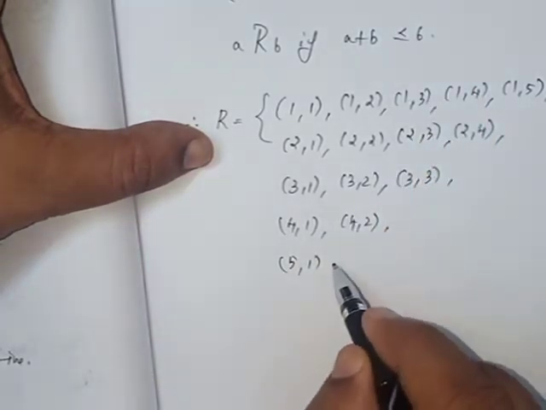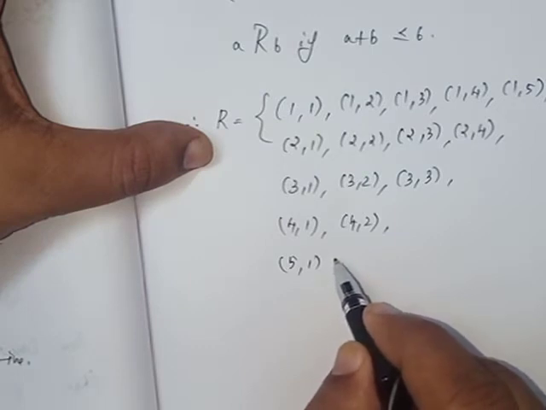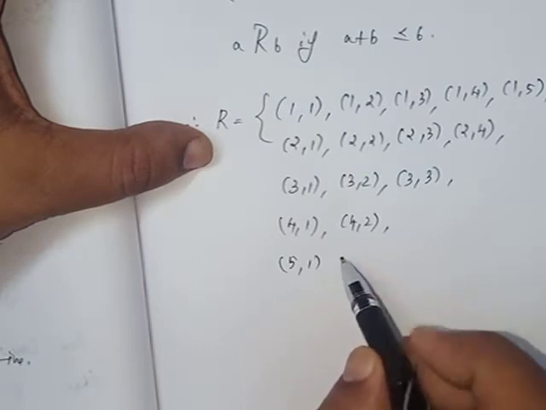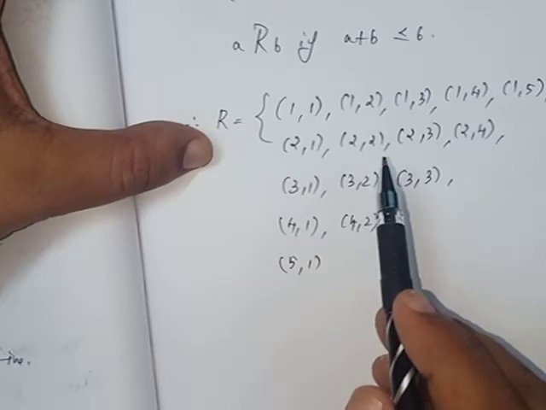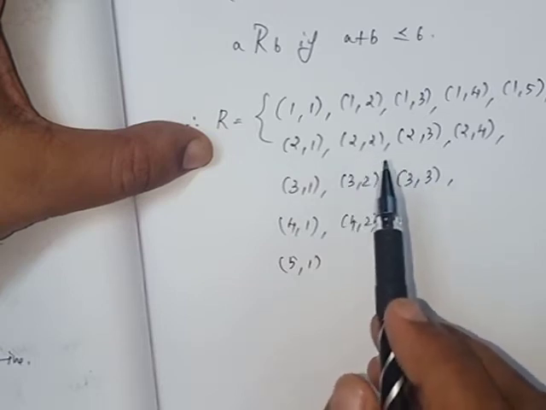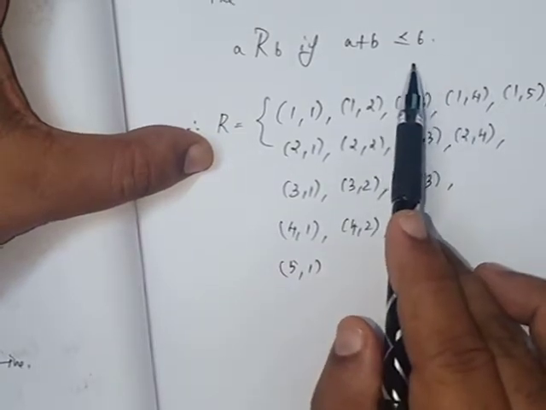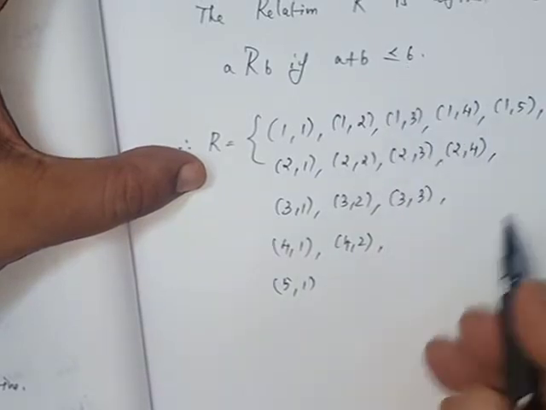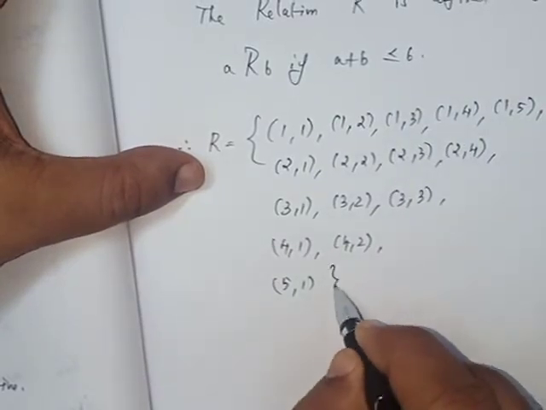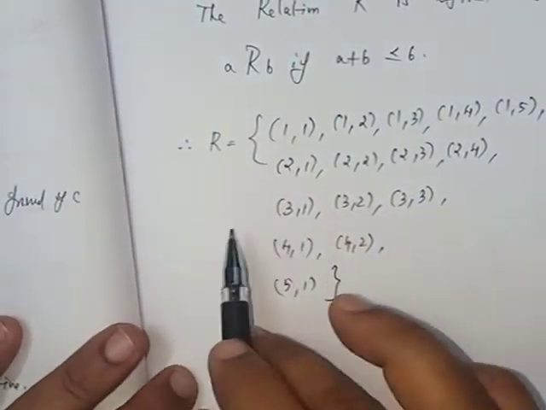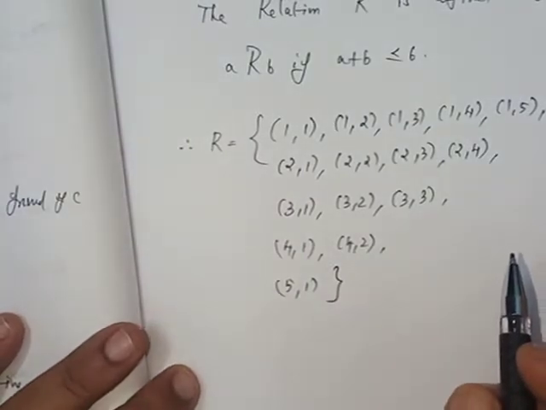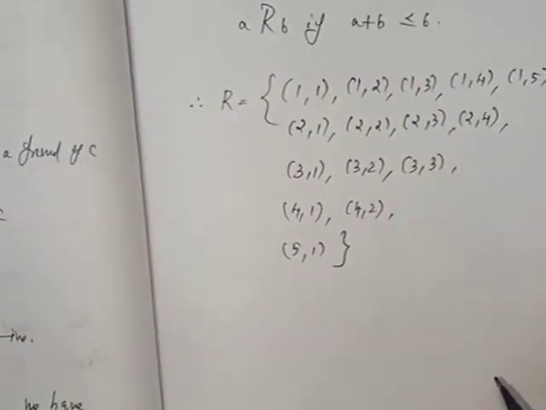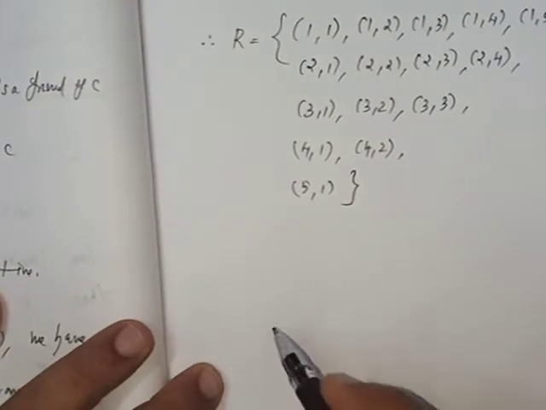That's all. After that, no chance of taking 6 and all. If you take 6, you can go for 6 comma 1. The minimum total value of 6 comma 1 is 7. 7 is greater than 6. But what's the condition given? Less than or equal to 6. So you can stop at 5 comma 1. So we frame the relation. Now we have to verify whether it is reflexive, symmetric, transitive and equivalence. We can verify one by one.